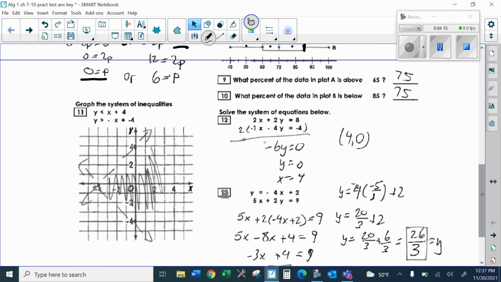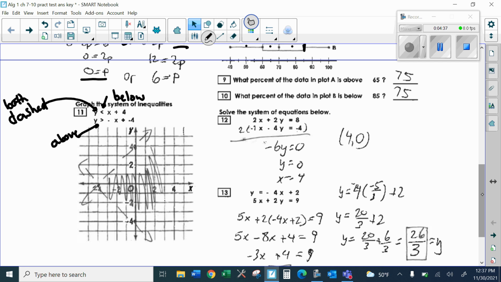Number 11, graph the system of inequalities. We see that there's no equal sign on either of them, so they're both dashed. Okay, and then this one says less than, so that means below, shade below it. And this one says greater than, so shade above its line. And then we're just graphing the lines.